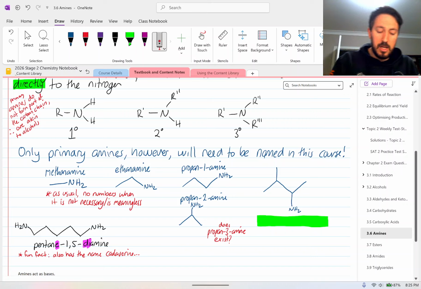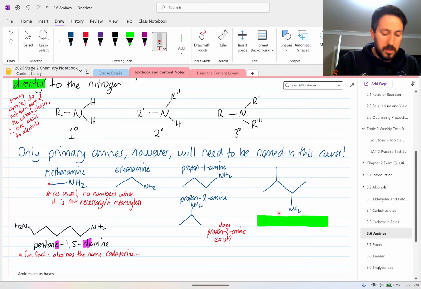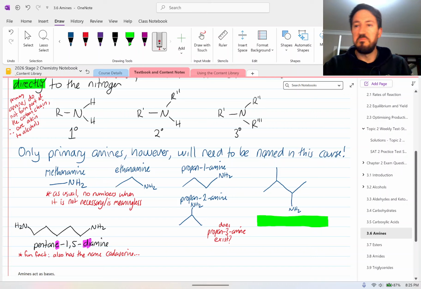That is because the number is meant to be telling you where that nitrogen group is if it's ambiguous. Now, with methenamine, there's only one carbon. In ethenamine, there are two carbons, but if it's attached to this one here, as it is in this drawing, that is an identical structure to if it was attached to this one instead. Because either option is identical, you don't have any numbers.